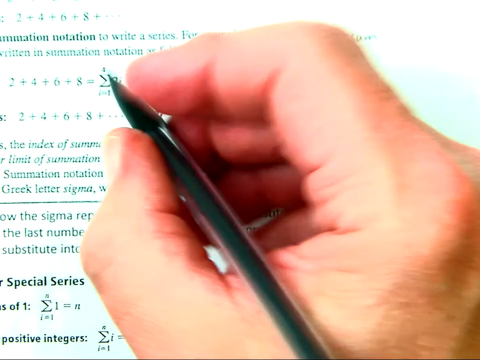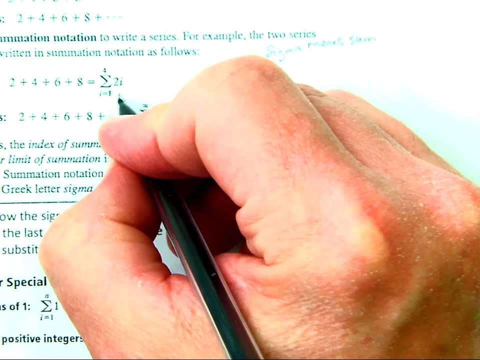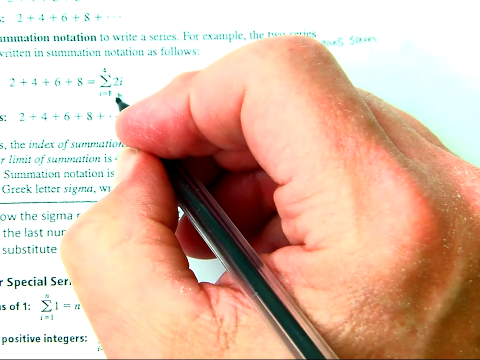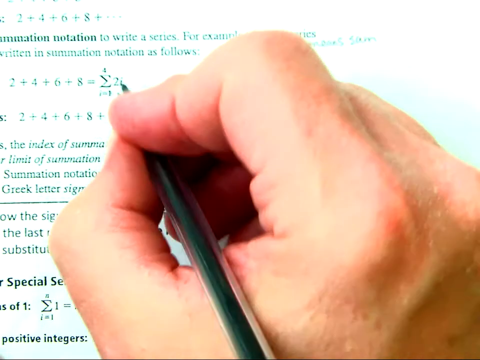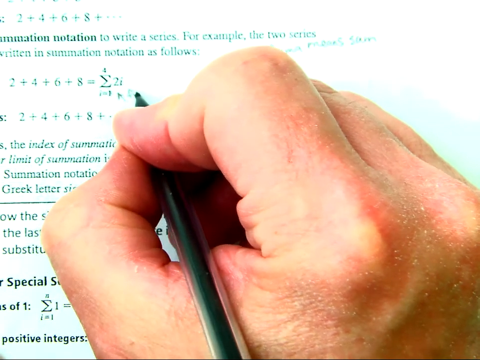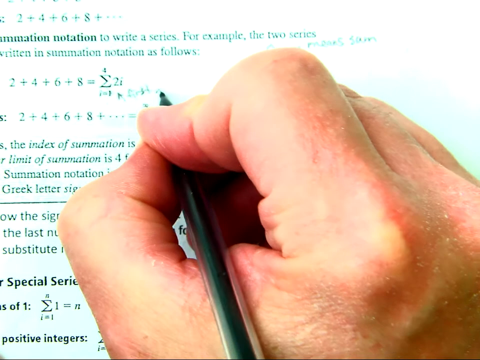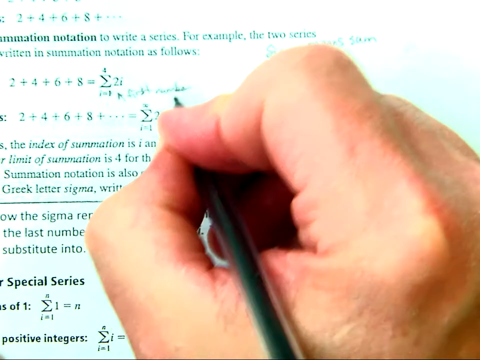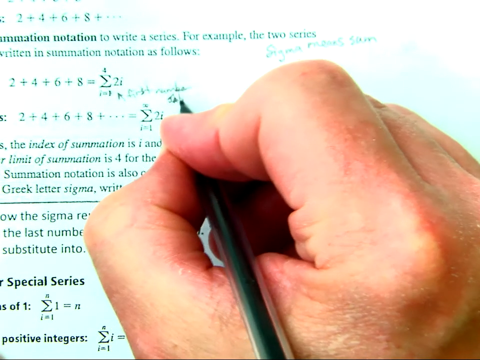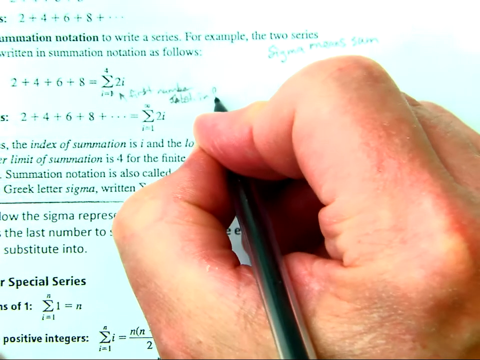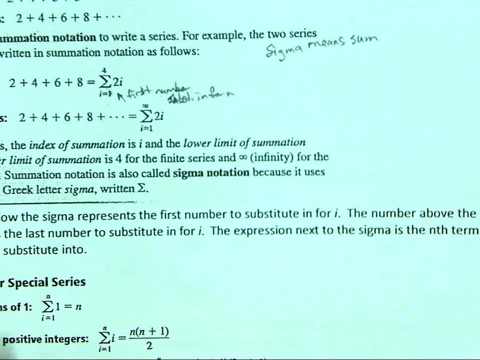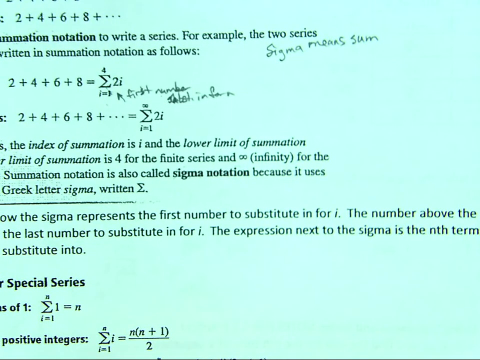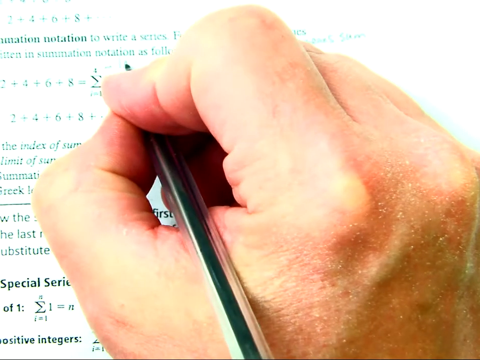The number on the bottom down here, i equals 1, that's the first number you substitute in for n. So whatever number's on the bottom, that's the first number substituted in for n. On the top, that number on the top, that's the last number you substitute in for n.